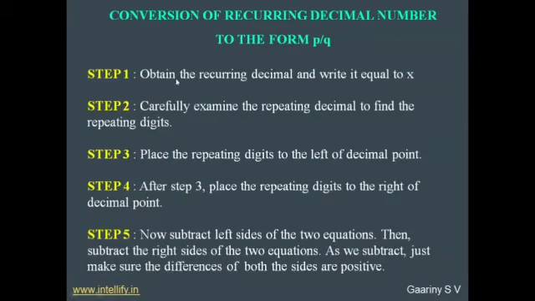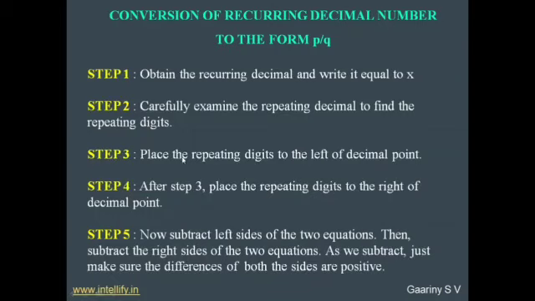The first step is the same as the previous one. You have to obtain the given decimal and write it equal to x. The second step is you just have to carefully identify the repeating decimal to find the repeating digits, which we already did in the previous example. In step 3, you just have to place the repeating digits to the left of the decimal point. After step 3, you just have to place the repeating digits to the right of the decimal point.